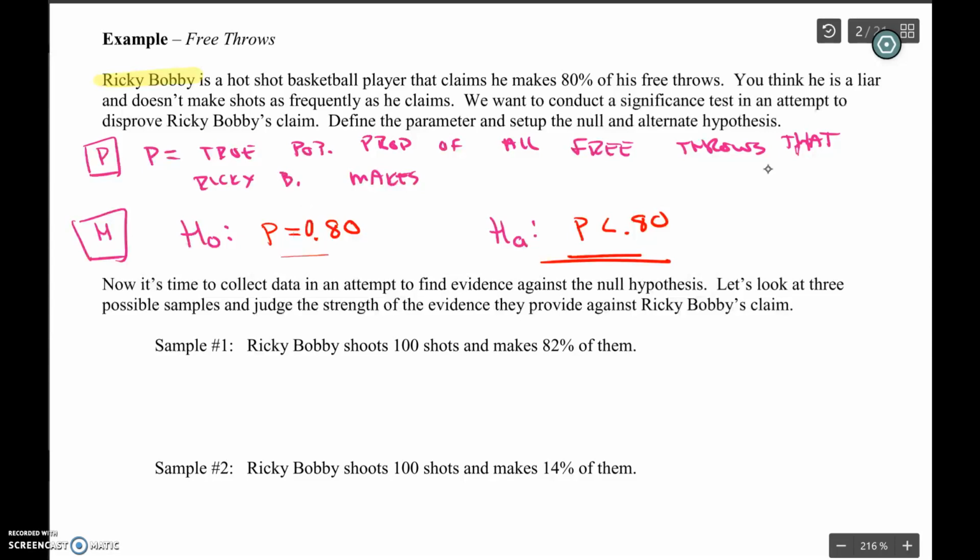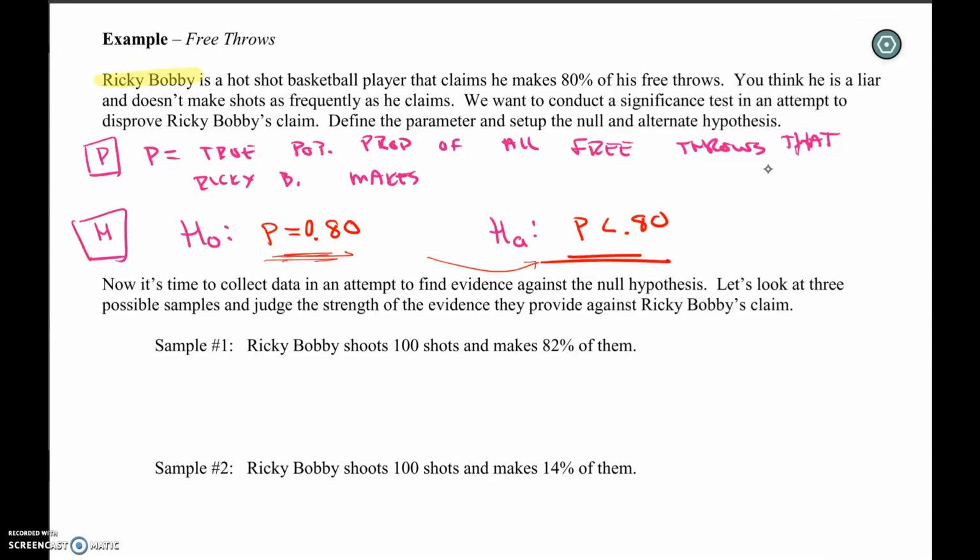I run the test under this assumption. I'm going to assume Ricky Bobby makes the percentage that he claims. I'm going to collect a sample, and if that sample gives me evidence that this is not true, then I might conclude that the alternate is true. Now it's time to collect data in an attempt to find evidence against the null in favor of the alternate.